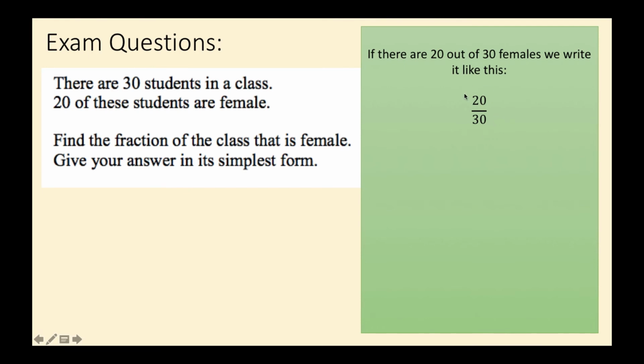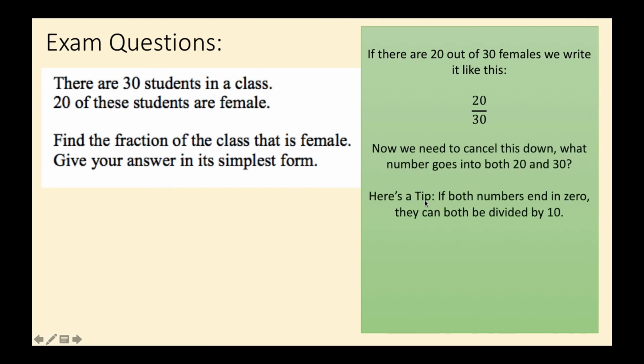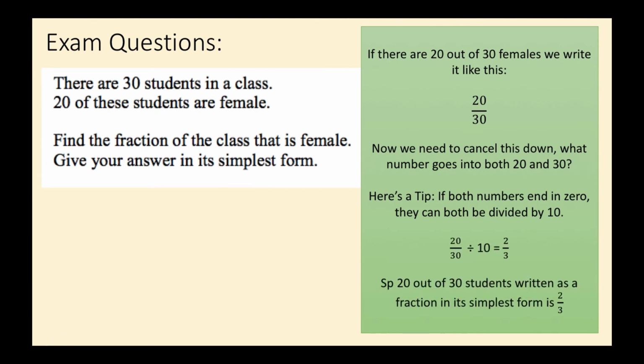And this one's lovely and easy because they both end in 0. If they both end in 0, when we try to cancel it down into its simplest form, we can just take those zeros off. We divide by 10 basically. Here's a tip: if both numbers end in 0, they can both be divided by 10. So take the zeros off. That's what that means. Divide by 10, get rid of the zeros. That gives us 2/3. So 20 out of 30 students written as a fraction in its simplest form is 2/3.